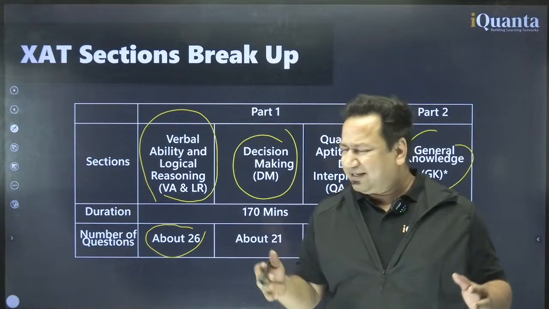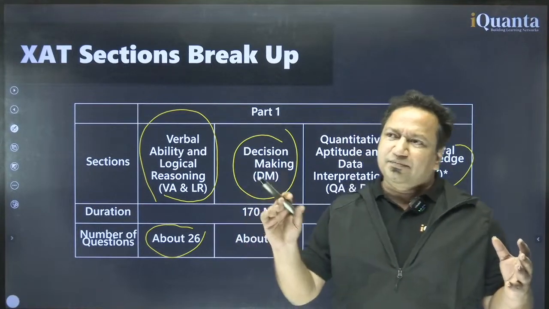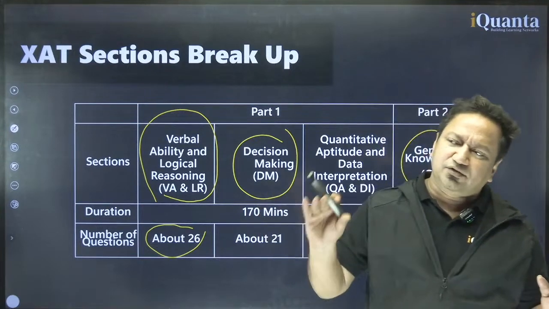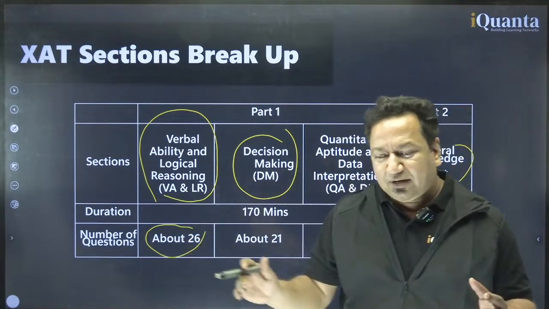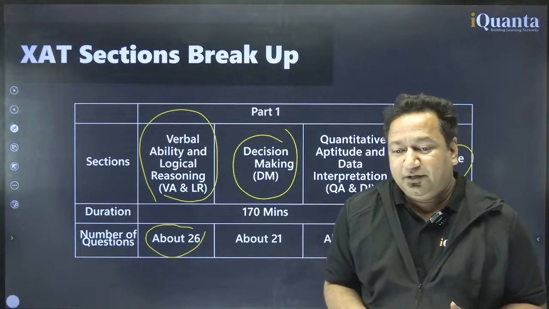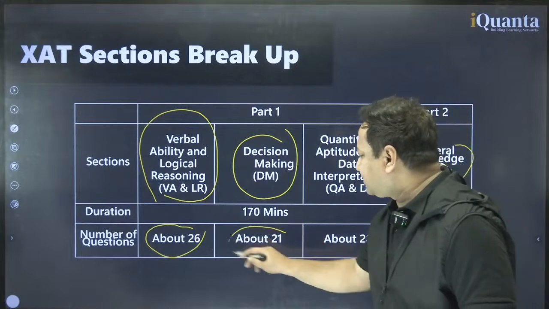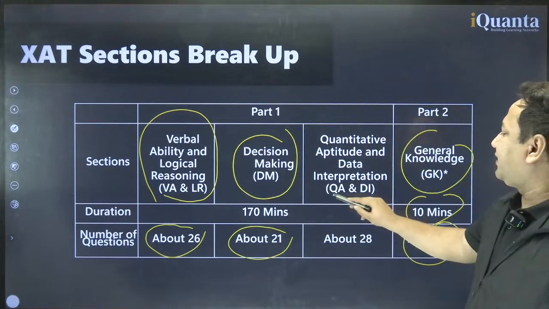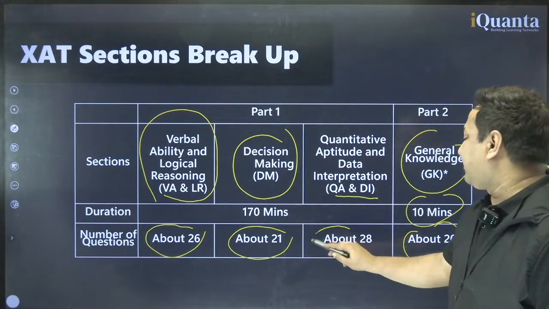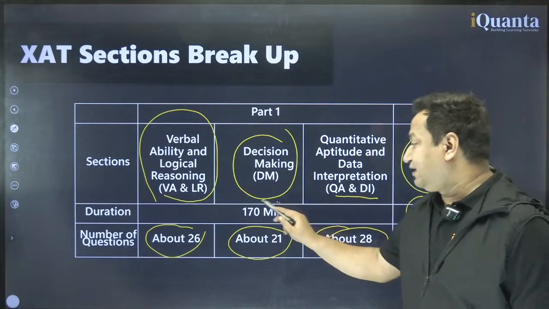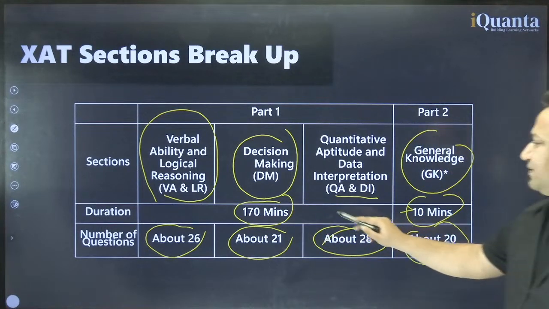Decision making, like the name suggests, has some kind of case or problem statement given to you, and you'll have to decide based on your decision making ability. I'll show you some questions also, don't worry. There will be about 21 questions on that. QA and DI is one part in which we'll have about 28 questions, 170 minutes. 10 minutes go here, 170 minutes for this.